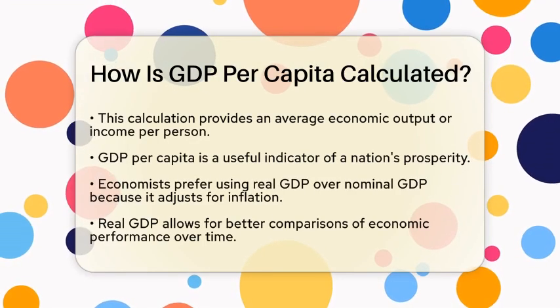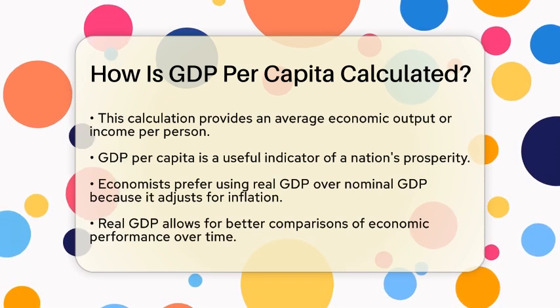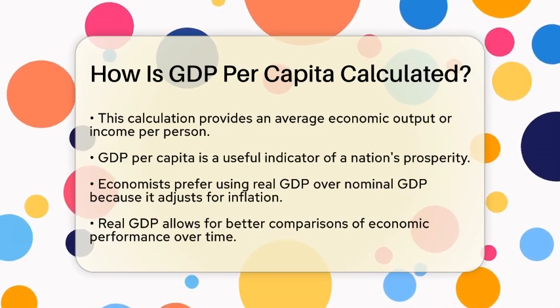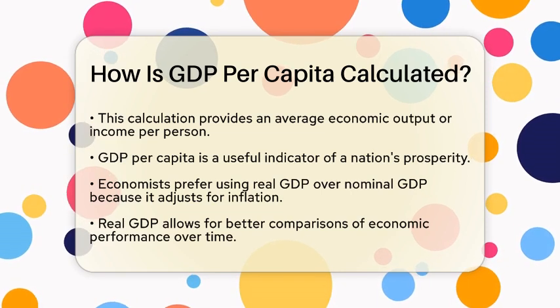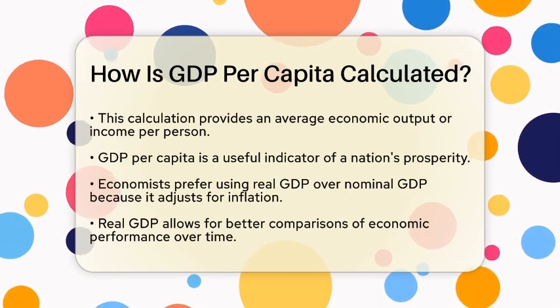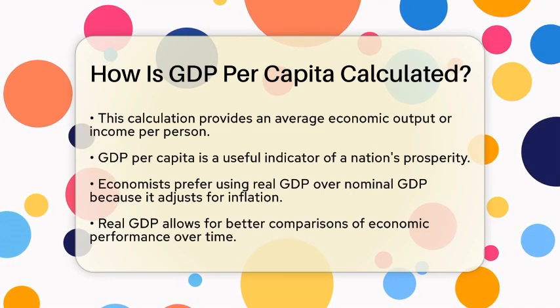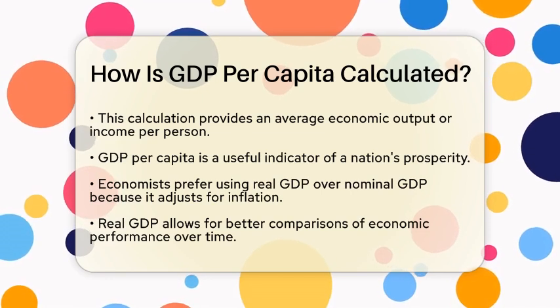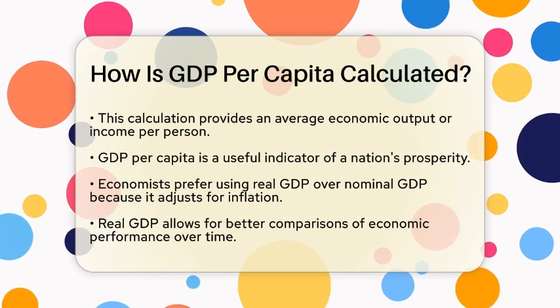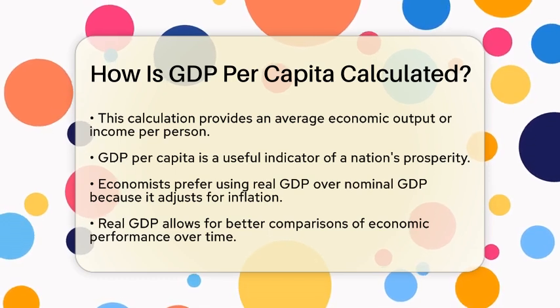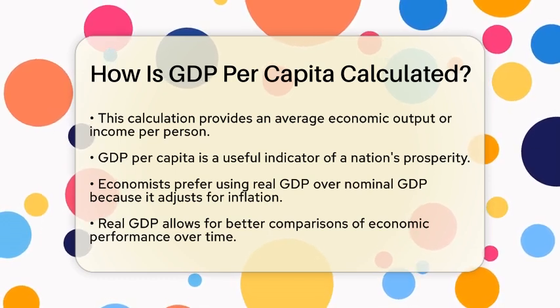This calculation gives us an average economic output or income per person in the country. It's a useful way to gauge how prosperous a nation is. However, economists often prefer to use real GDP instead of nominal GDP. Real GDP adjusts for inflation, making it easier to compare economic performance over time without the distortions caused by changing prices.